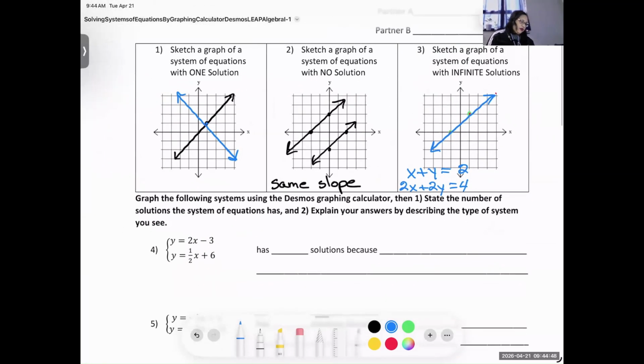So it says graph the following systems using the Desmos graphing calculator, then state the number of solutions the system of equations has, and explain your answers by describing the type of system you see. So you're going to use Desmos to graph that. Graph the system. The first one is y equals 2x minus 3, and the other one is y equals 1/2 x plus 6. So are you ready?